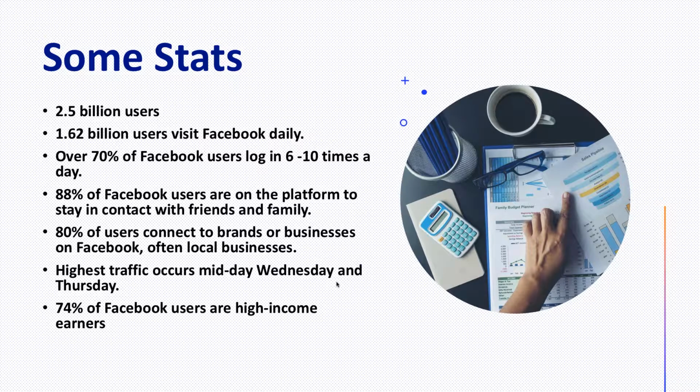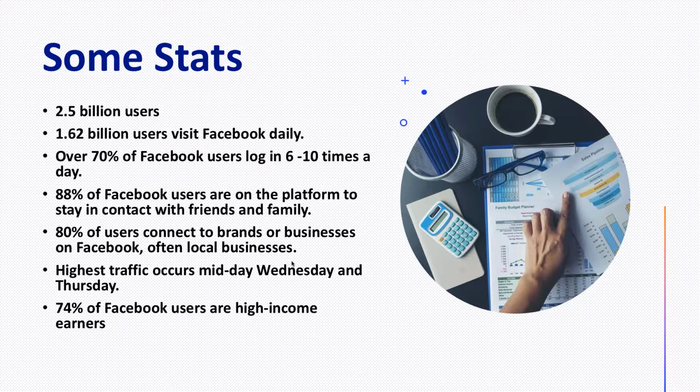Highest traffic occurs during midday, Wednesday and Thursdays. So when you have your Facebook business page, you can jump into your insights and get an idea of not only who is on your page and who's looking at what, but what time of day. So you can craft your content to target those times a day, and increase your chances of your content being seen when you have an idea of what your audience behavior is. 74% of Facebook users are high income earners, which is good. Higher education, higher income earners. So that's a nice qualified candidate when it comes to your audience on Facebook.